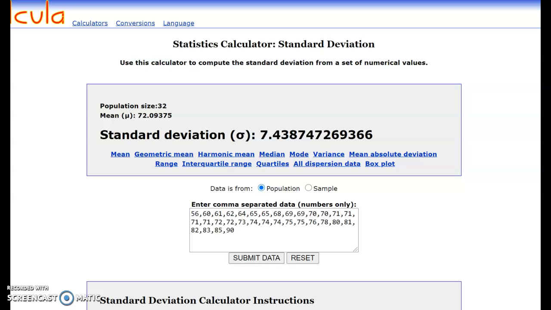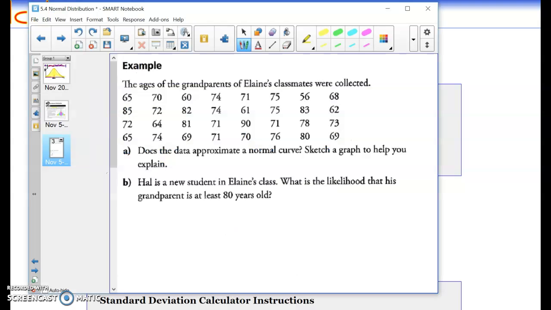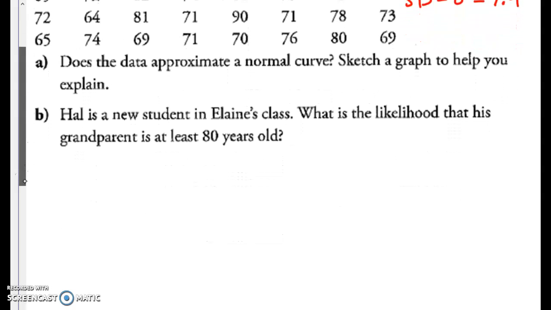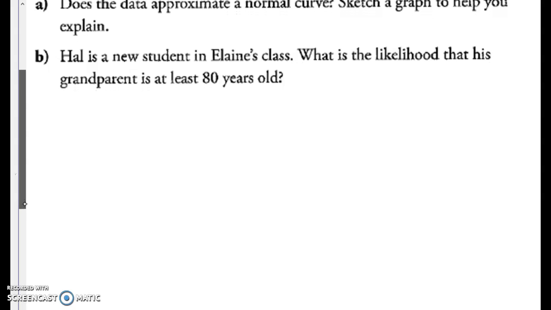Okay, let me record these numbers and get back to our lesson page. So average 72.1, let's say, and the standard deviation it calculated 7.4. Now that was a ton easier using that calculator than using paper and our calculator, although we could do it. Okay, does this data approximate a normal curve? Let's check it out here. Sketch a graph to help you explain.